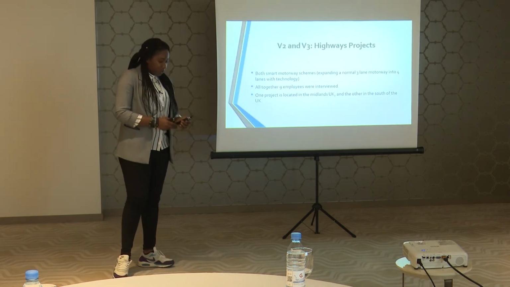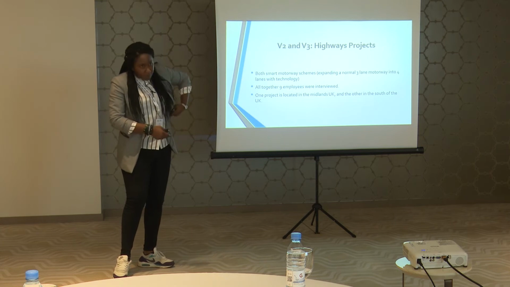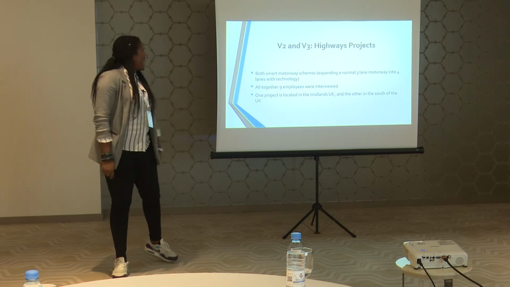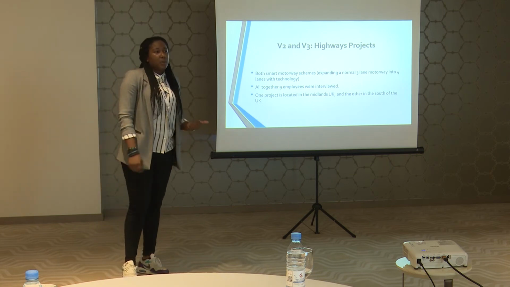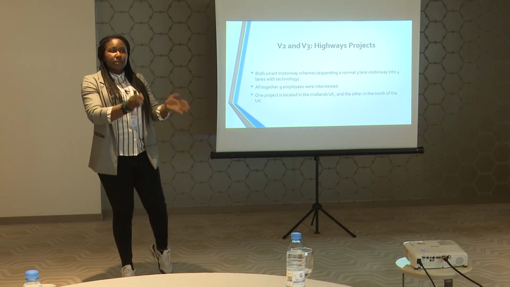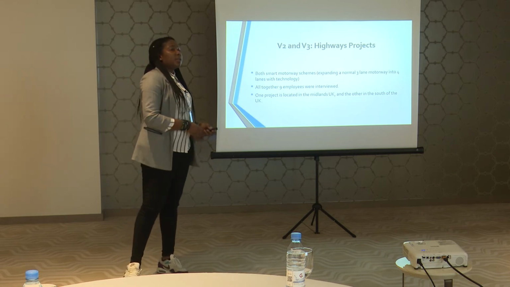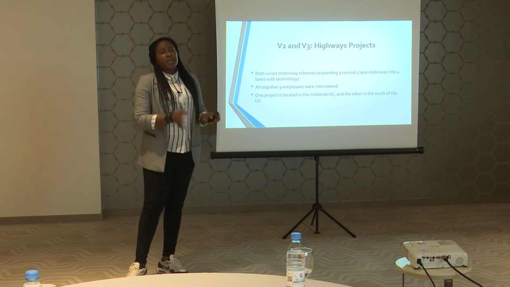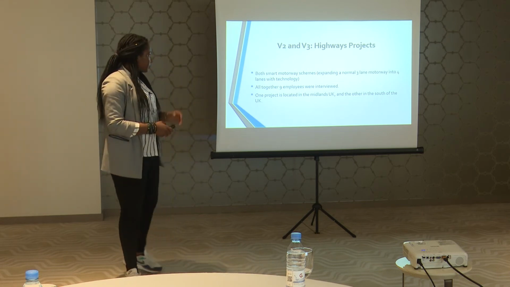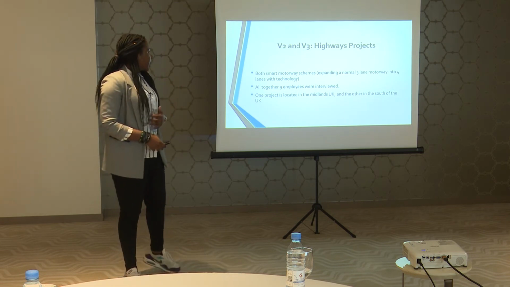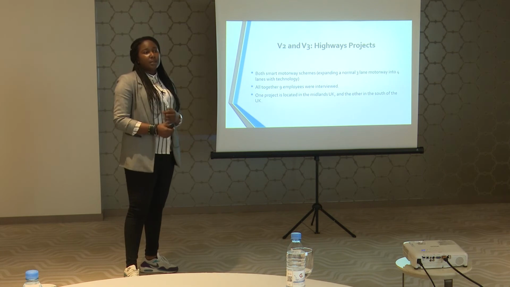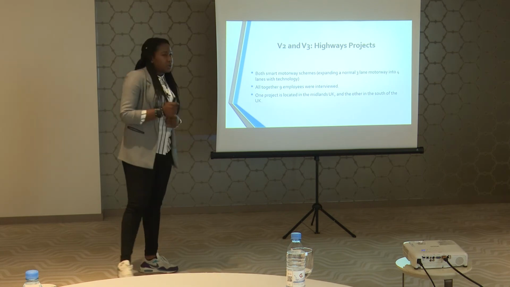The two other projects are highways projects. They're both smart motorways. So in England, we usually have 3 lanes on a motorway. They're expanding the 3 lanes into 4 lanes and having ERAs and technology into it. 9 employees were interviewed for both of these projects altogether, and one of them was located in the Midlands in England, and the other one was in the South.